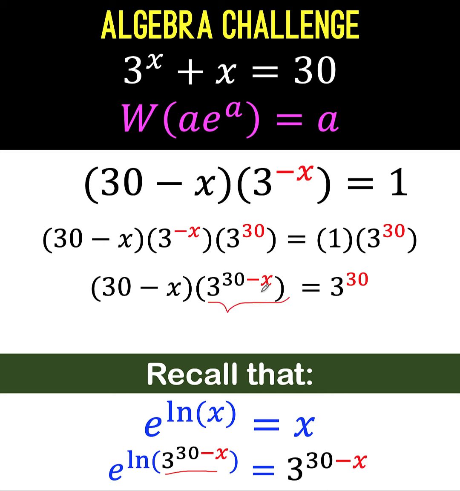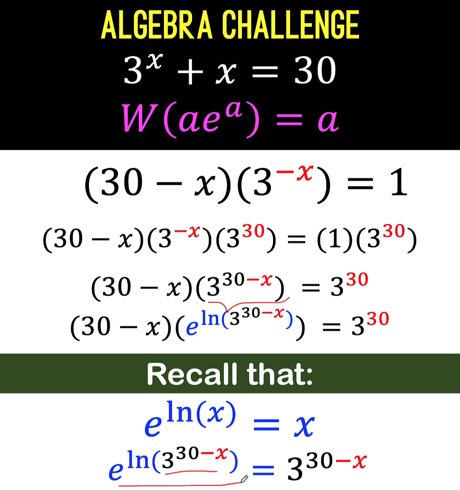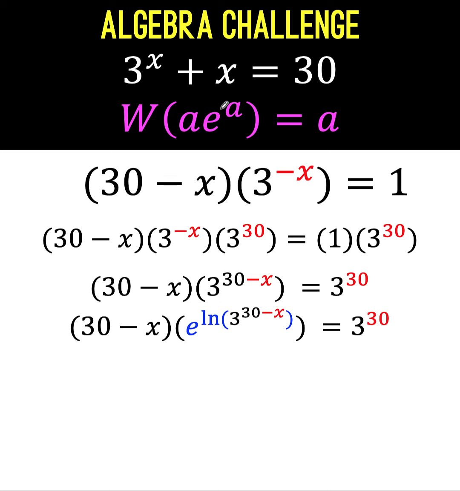So we can therefore replace this part by e raised to ln of 3 raised to 30 minus x, and here is now the result. This part here is replaced by this expression. So you have 30 minus x here, you have 30 minus x here, you have e, but there are extra expressions, ln and 3. We want only this natural number e. So how can we further simplify this?